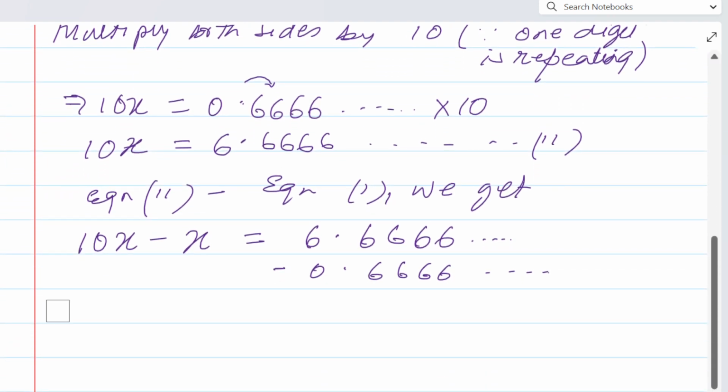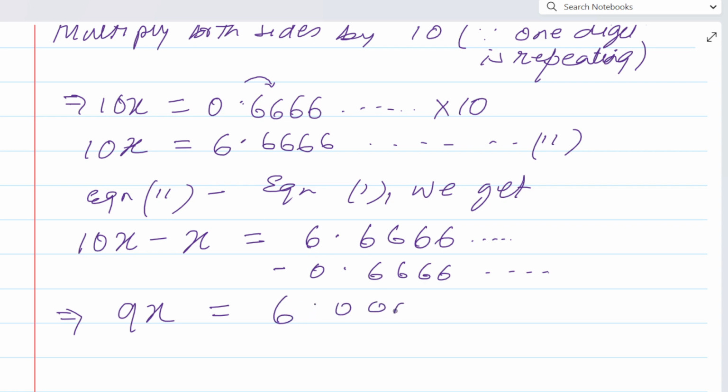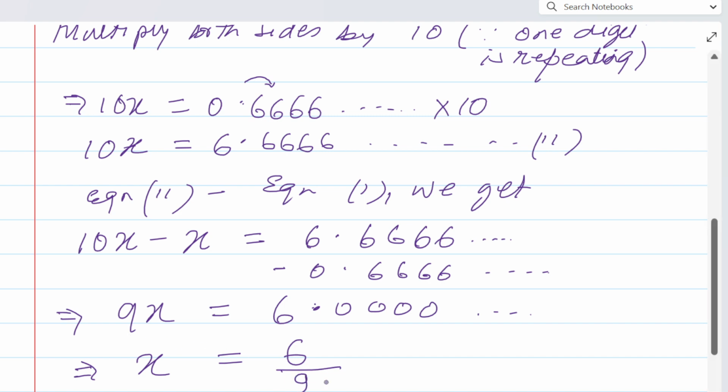On this side I'll get 9x, 10x minus x. What about this side? After the point it is 6 minus 6, which is 0, and all zeros after, so I get simply 6, since 6 minus 0 is 6 and after the decimal point everything is 0, which I don't need to write. So x equals 6 divided by 9, and if I divide both by 3, I get 2 by 3.